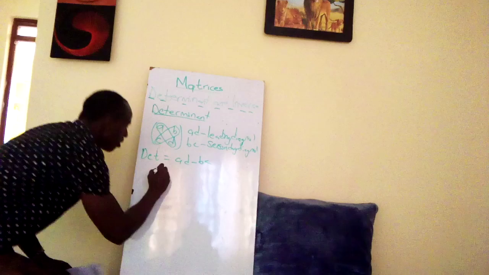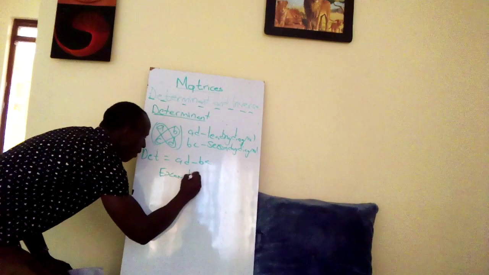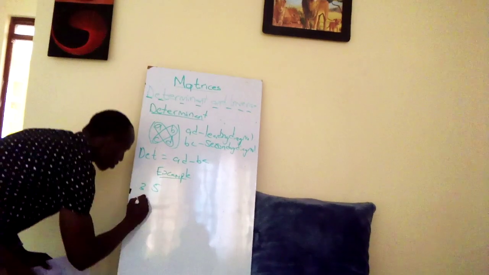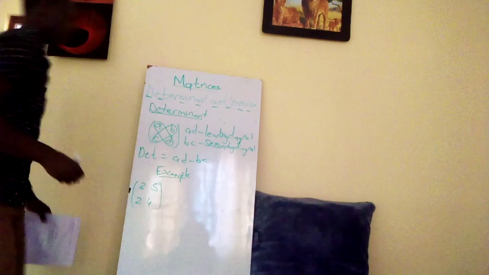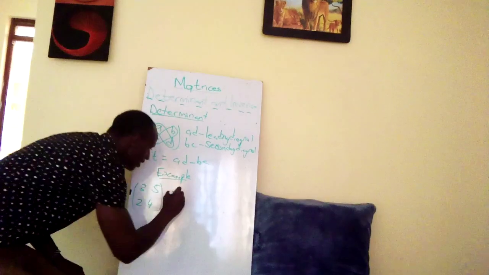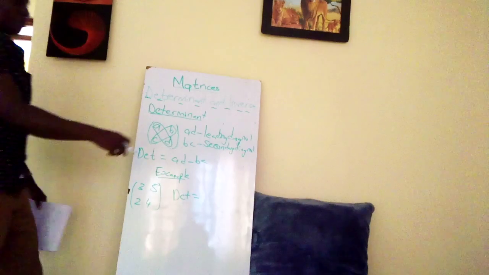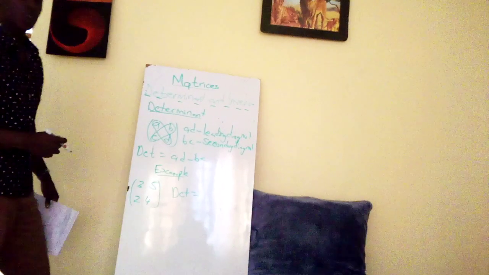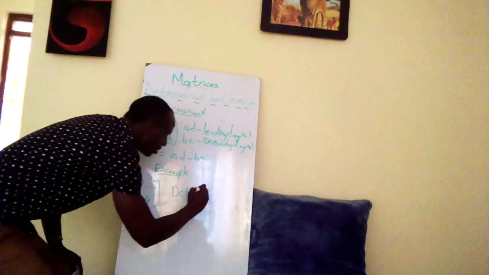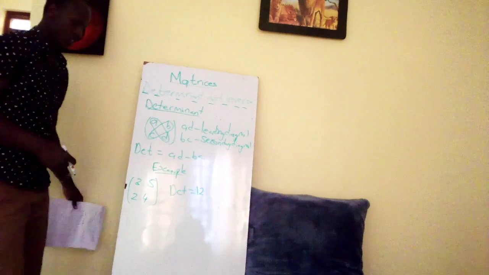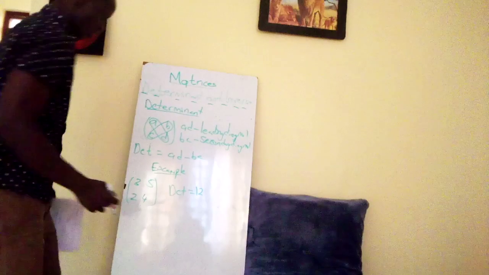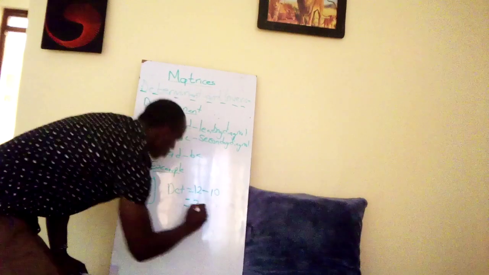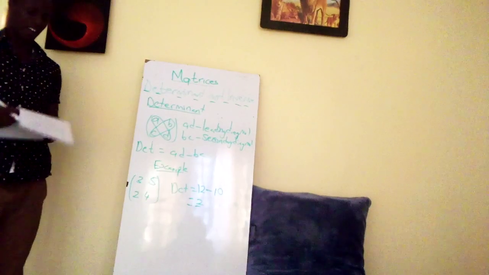Let's take an example. We can have a first example of determinant. We can have a matrix 3, 5, 2, 4. So what will be the determinant? Determinant will be leading diagonal minus secondary diagonal. Leading diagonal is 3 and 4. So you take the product of leading diagonal, which will be 3 times 4. That gives you 12 minus product of the secondary diagonal, which is 5 times 2. That should give you 10. 12 minus 10, and the determinant will be 2. So that's how you just calculate the determinant.